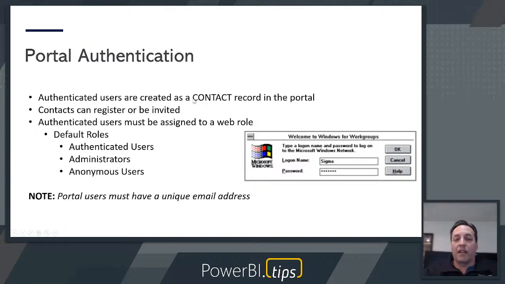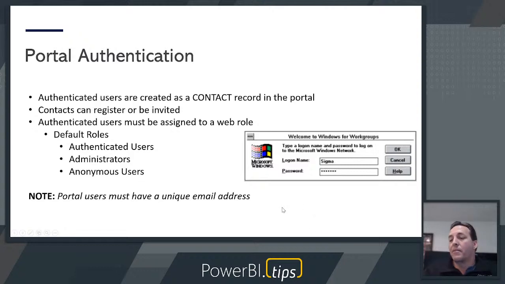Authenticated users are built as a contact, not a user. There is a users table or list in the data, but you're not going to find your external users in that users table where you would expect to. They're going to be in contacts, so be aware of that one. Contacts can register or they can be invited. And then we have some roles that we can fit these people into. So you can have authenticated users, anonymous users, administrators, and you can add to that list as you need to.